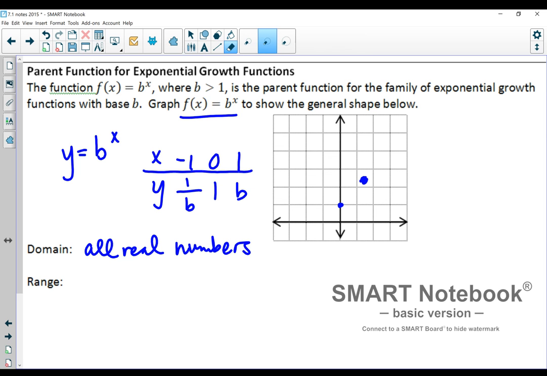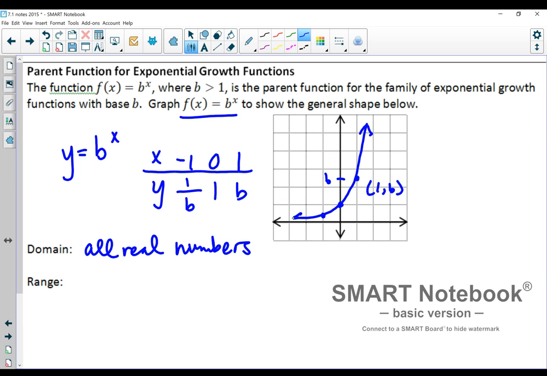It needs to be on the line where x equals 1. So let's just say it's here. So this will be 1 comma b. Normally I wouldn't label it, but this is going to be b units. And then 1 over b will be somewhere over here. So it's going to be a fraction.